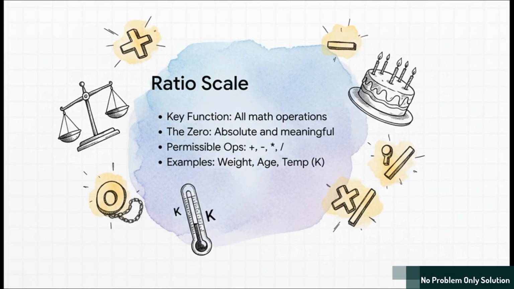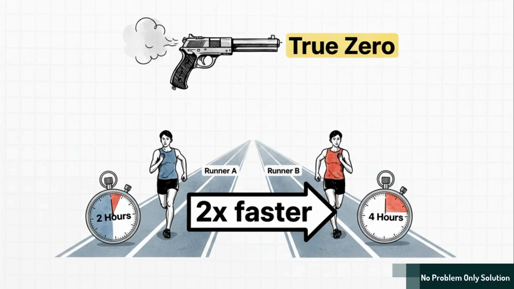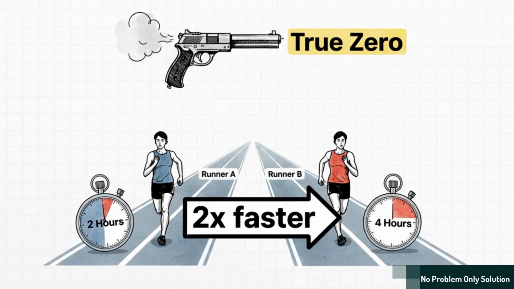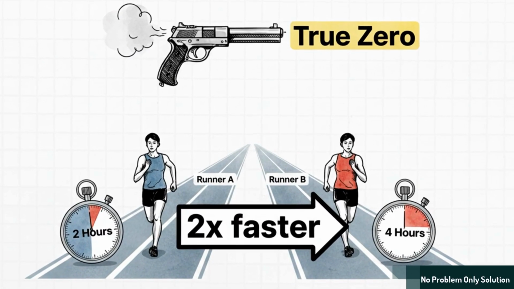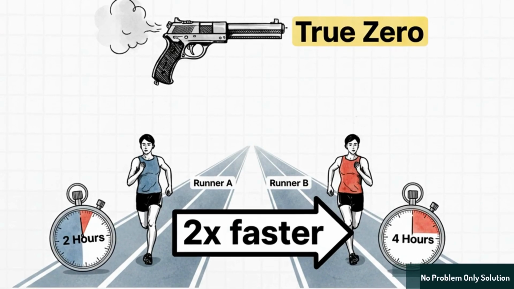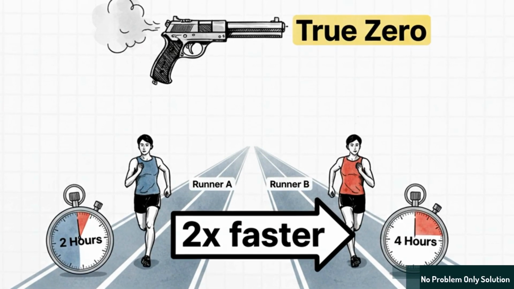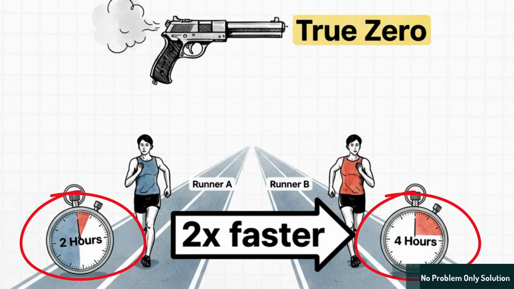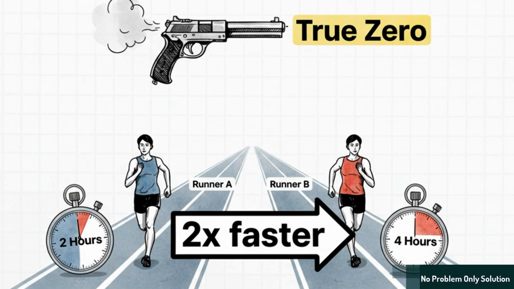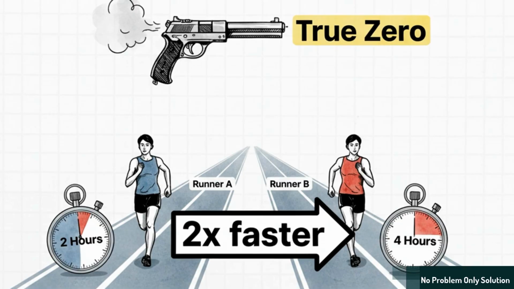So let's go back to our marathon one last time. This time we do it right. The clock starts for everybody right at the starting gun. That is a true zero. So if runner A finishes in 2 hours and runner B finishes in 4 hours, we can now say with 100% confidence that runner A was twice as fast. See how having that true zero changes the entire game?